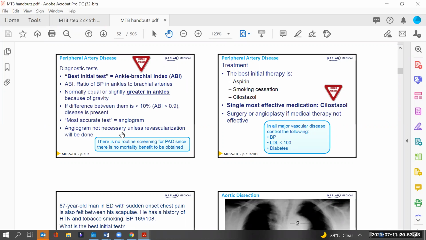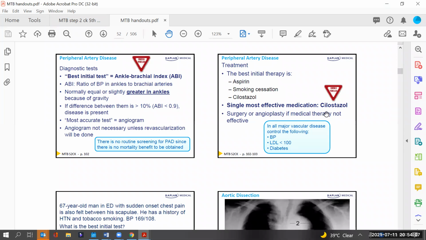So, most accurate tests. Whenever you are doing any topic, you have to memorize the best initial and the most accurate test. So the best initial test is ABI and the most accurate test is angiogram. Of course, when you do an angiogram, you will see where exactly the cause is, where the stenosis of that particular artery is. You can easily detect.